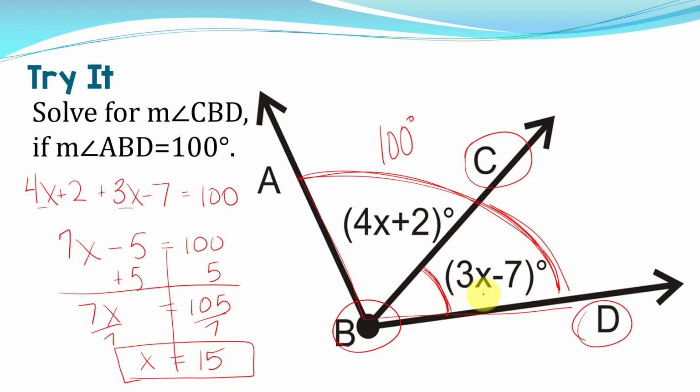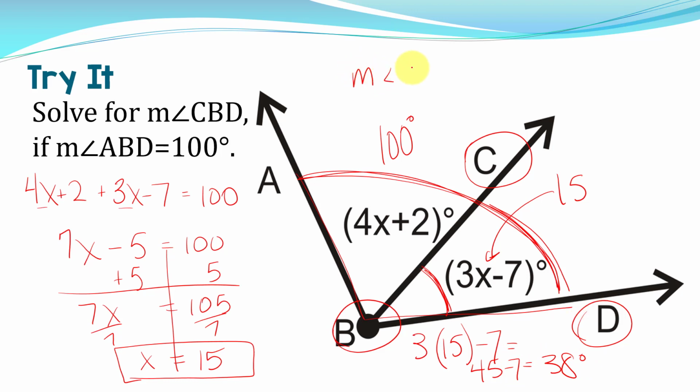Well, CBD is in terms of x, it is 3x minus 7. So I've got to take my value for x, 15, plug it in, and now I get 3 times 15 minus 7. That's what CBD is going to equal. So 3 times 15 minus 7 is 45 minus 7, and that equals 38 degrees. So we could say final answer, the measure of angle CBD equals 38 degrees.